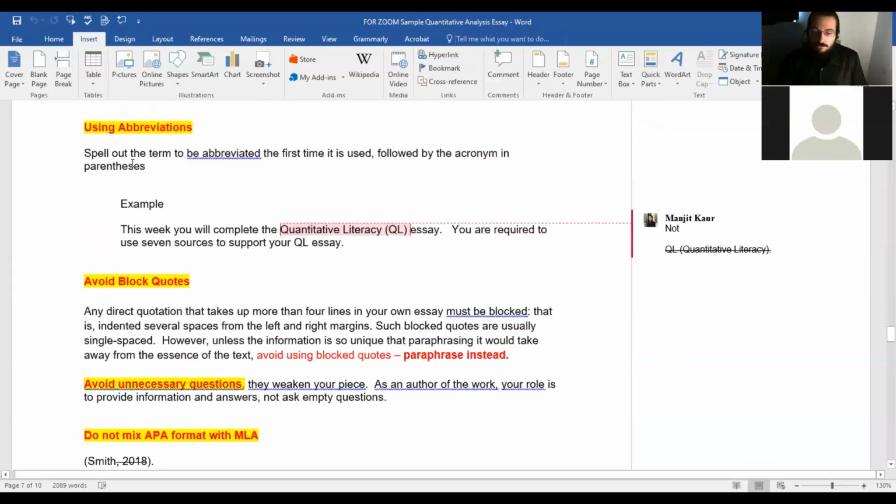The way to use an abbreviation is to spell out the term first and then use the shortened form of that term that you are abbreviating. And this is the right way to do it, like quantitative literacy and then in parentheses QL. And now in my second sentence, I can just say QL because I made it clear up there.